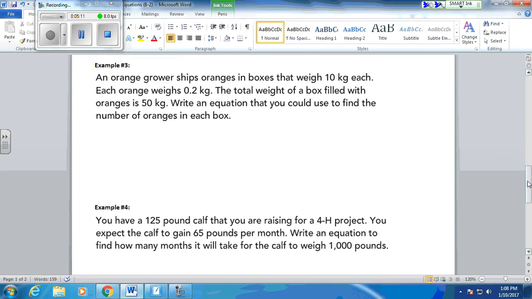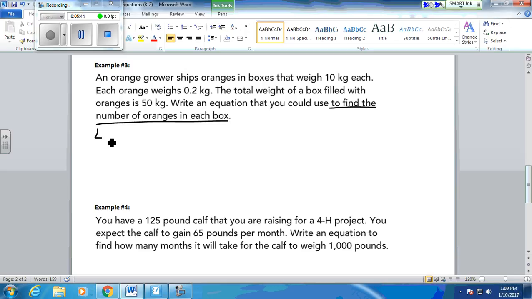Question number 3 says that an orange grower ships oranges in boxes that weigh 10 kilograms each. Each orange weighs 2/10 kilograms. The total weight of a box filled with oranges is 50 kilograms. Write an equation that you could use to find the number of oranges in each box. So looking through the question again, I have to try to decide, what is it that I don't know? They said again, write an equation that you could use to find the number of oranges in a box.